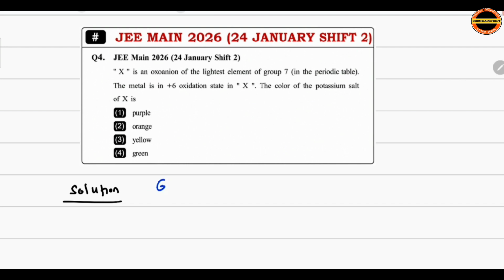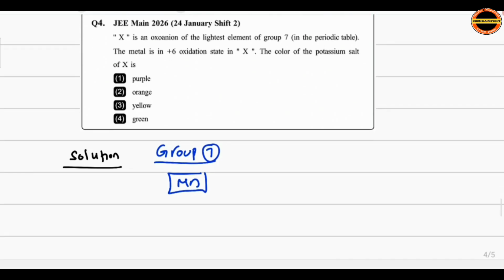So in group 7, the first element is manganese, where manganese is in +7 state. What they mentioned is the oxoanion of the lightest element of group 7. In the periodic table, the metal is in +6 state. In X, the color of the potassium salt of X is purple, orange, yellow or green. Okay, so here they mention +6, not +7.